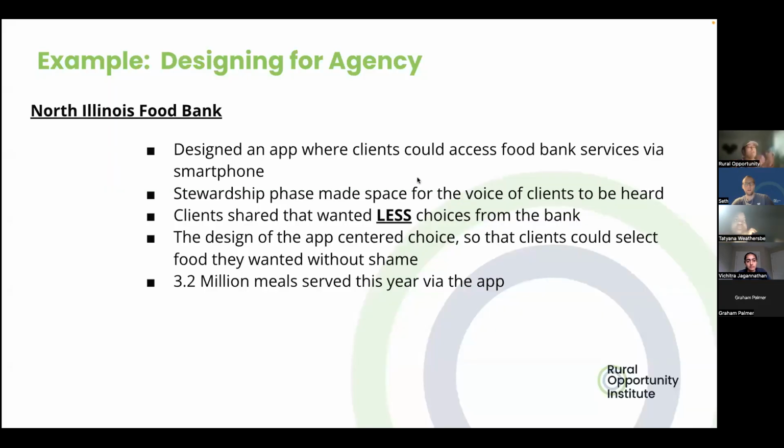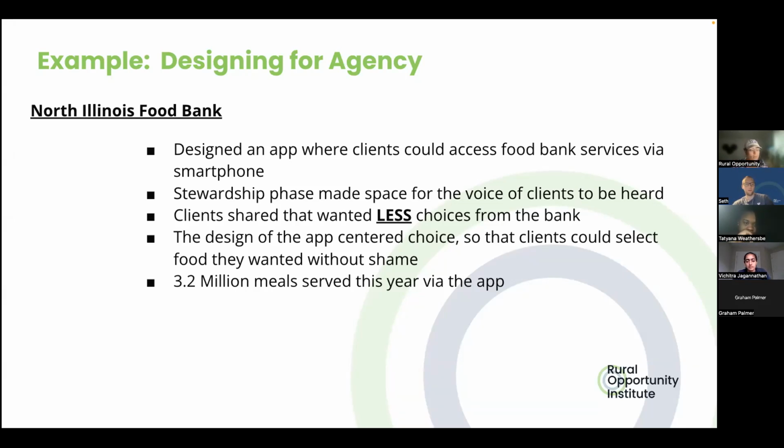As an example, I just shared 2 examples of what I shared on the previous slide related to major themes. But I wanted to share this example that stood out to me related to designing for agency. And they elevated a really cool initiative they're doing up in Illinois at the North Illinois Food Bank, where they wanted to support communities who were food insecure. And so what came out of this design process is that they designed an app where clients could access food services via a smartphone.